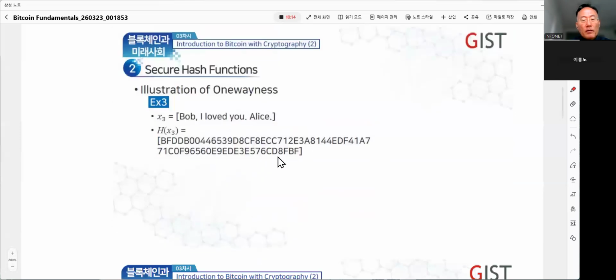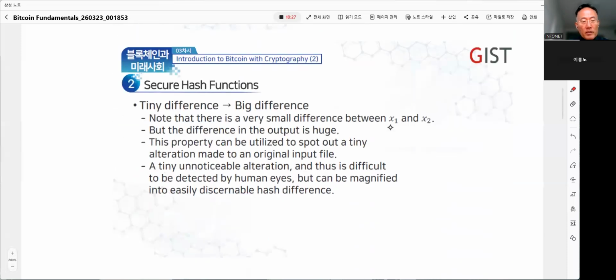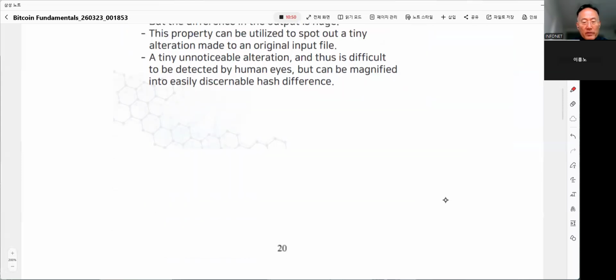Okay, so another example, Bob, I loved you. So there is a D included, and then you get a completely different hash. Okay, so another example of avalanche effect. So if you change a little bit in the input, you get a completely different output. And then you use this property in Bitcoin's POW, proof of work.